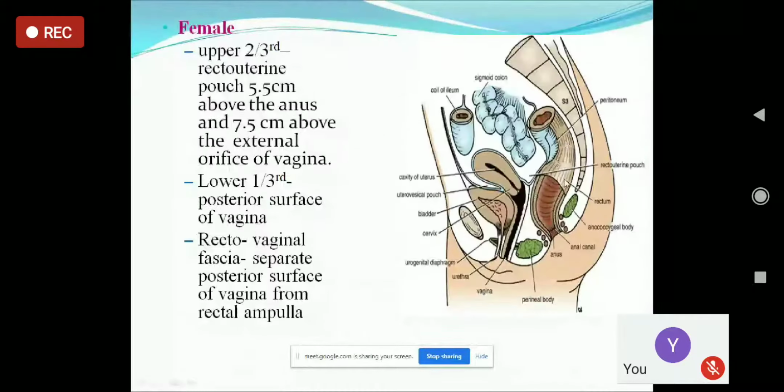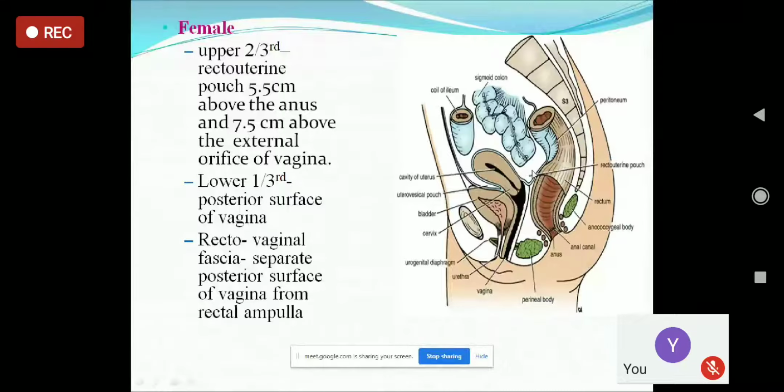So in case of female, it is again divided into upper two-thirds, and you are getting the rectouterine pouch in the upper two-thirds. This one is the rectum and the uterus.